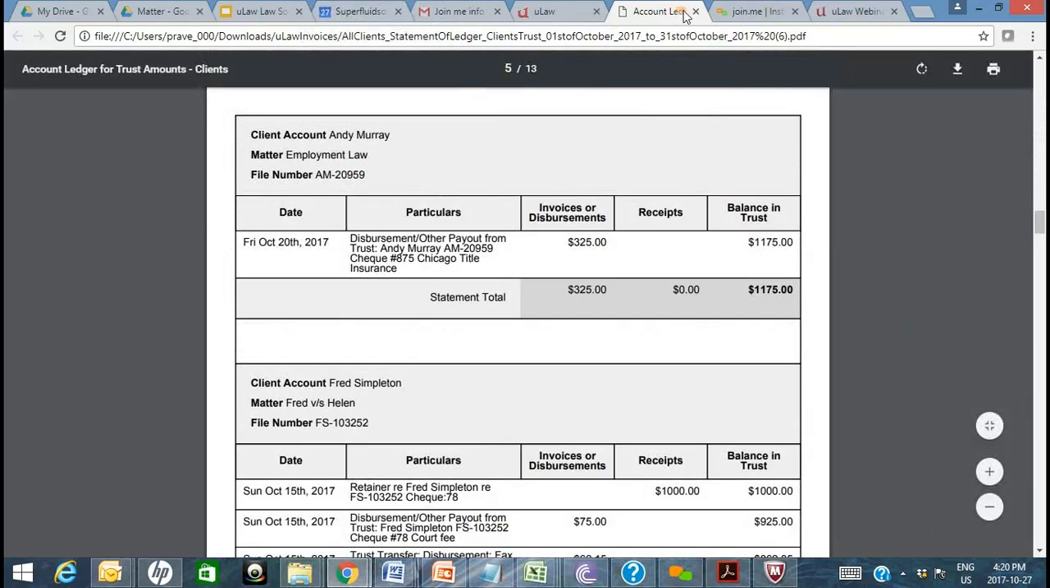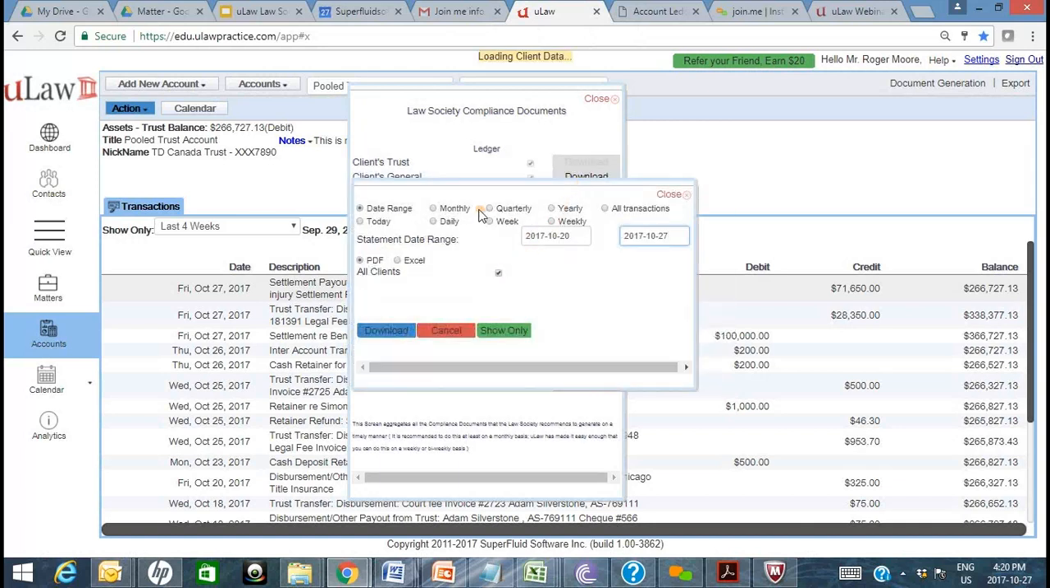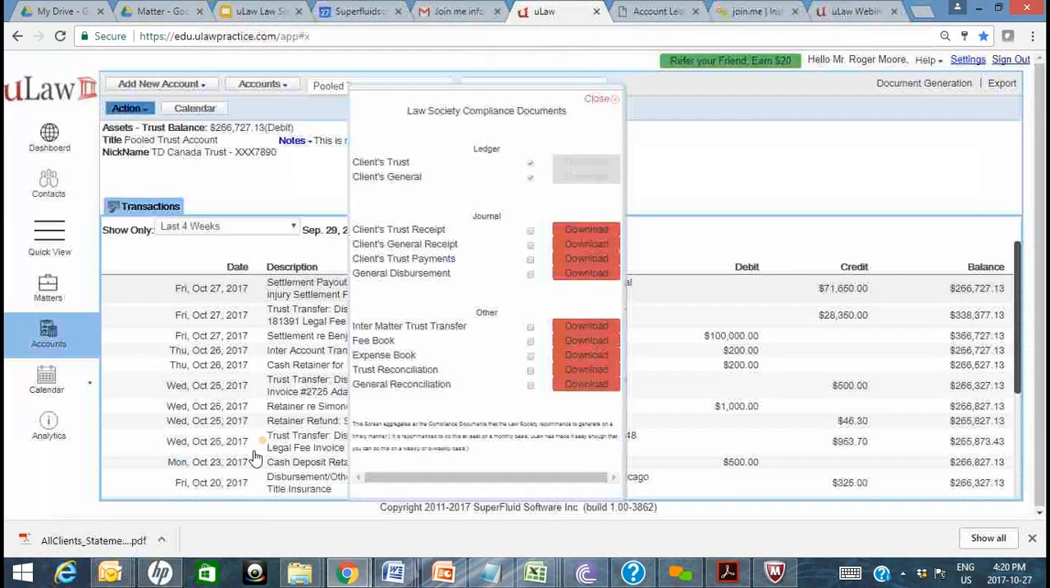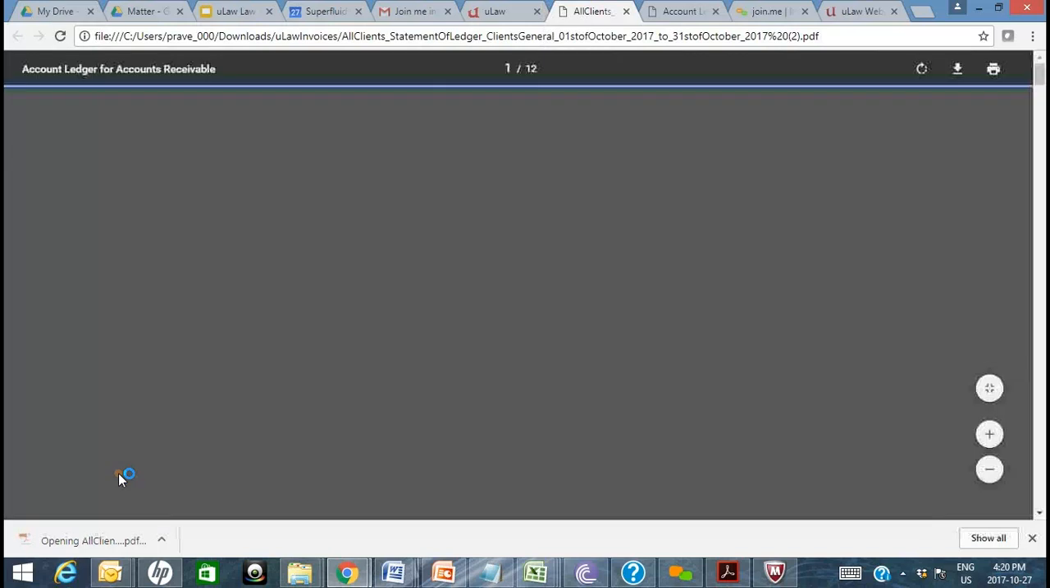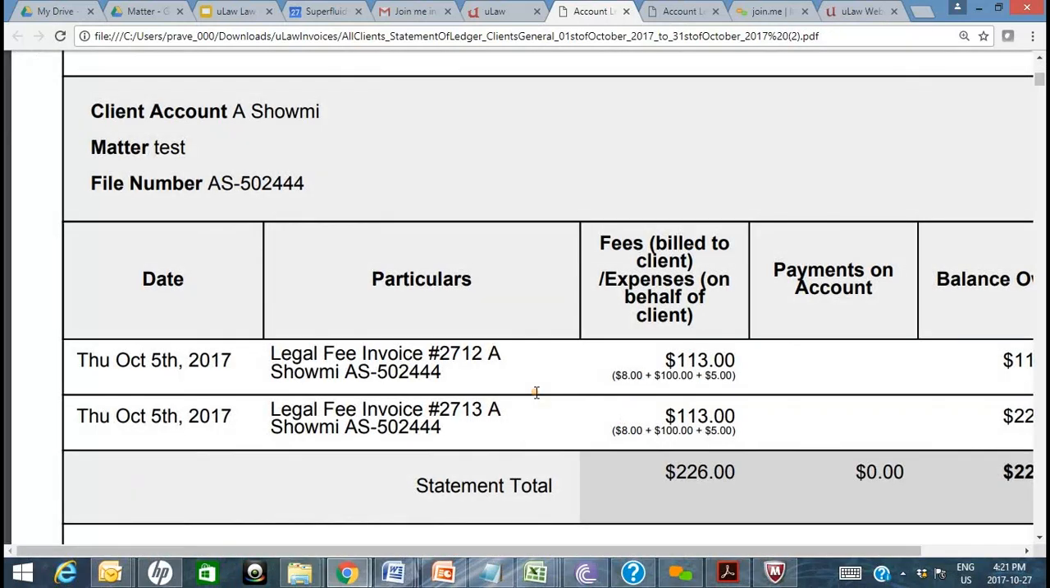So I hope that answered the first question, which is really where do you have all these documents? So it's under accounts, document generation, compliance. Same thing goes for your general ledger. If you remember, we mentioned one of the subtle differences between the trust ledger and your general ledger is that in the general ledger you also capture the HST received, apart from the date and the particulars of that transaction. If you look at the ledger document within uLaw, it captures the date, the particulars, and the taxes as well. Okay.